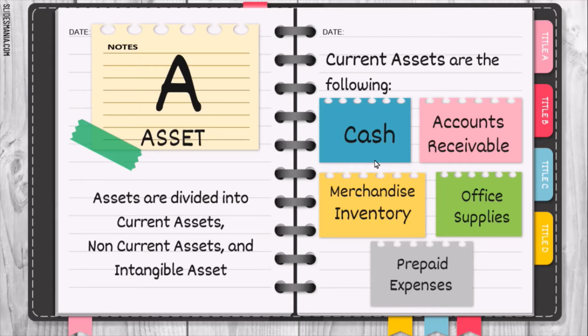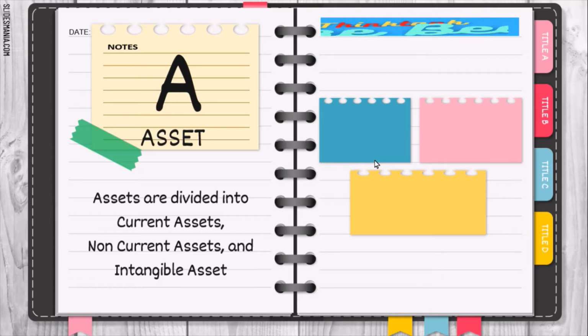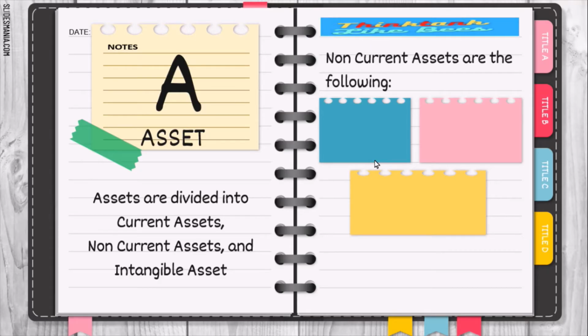Number 5 that we have is prepaid expenses. All prepaid expenses are part of the current assets because they are not yet used, and they should be put into your current assets. Okay, so we have the non-current assets.